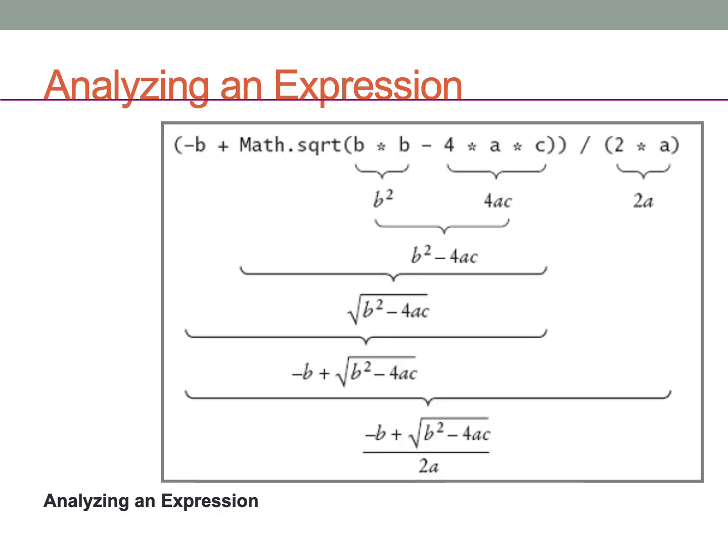This slide shows the precedence of the expression as we have learned in the previous part. So, even within the Math.sqrt method, it will still use the precedence. For example, it will do b times b first, and then 4 times a times c, then only after that it will do the subtraction. So that is only within the Math.sqrt.